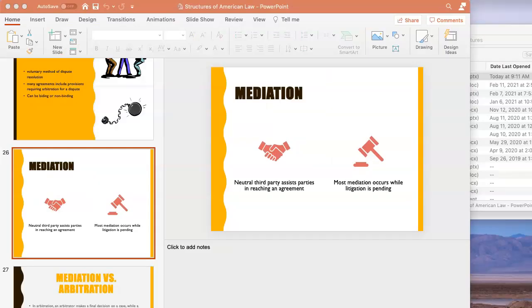Mediation is the most popular form of alternative dispute resolution. With mediation, a neutral third party assists parties in reaching an agreement. Most mediation occurs while litigation is pending. The parties often agree to mediation in family law disputes, personal injury cases, and other types of cases. Experienced lawyers are often called upon to serve as mediators. The process is informal.